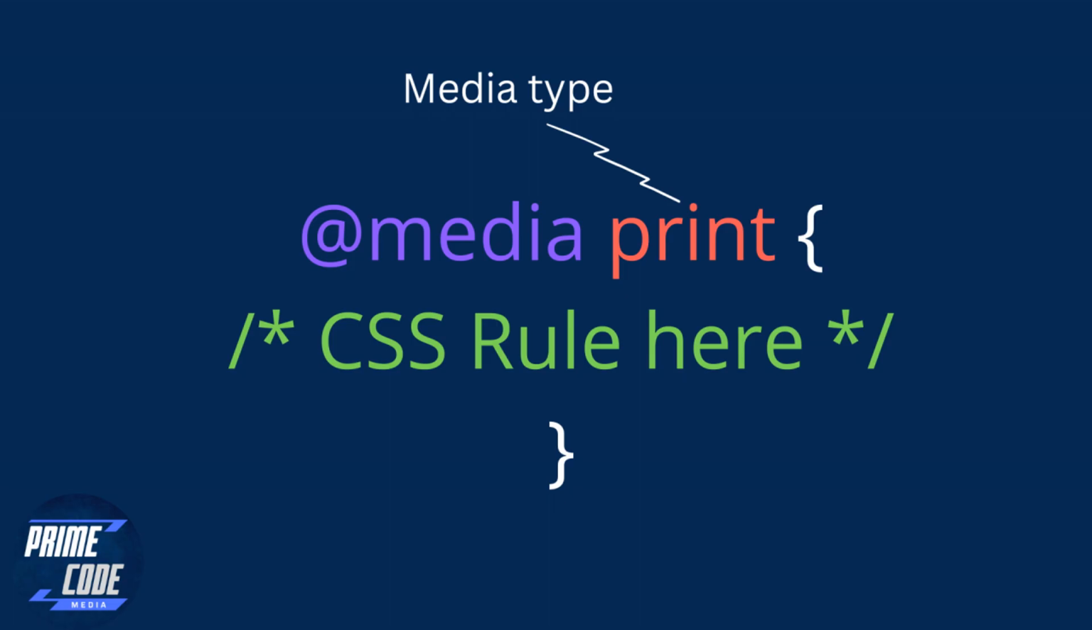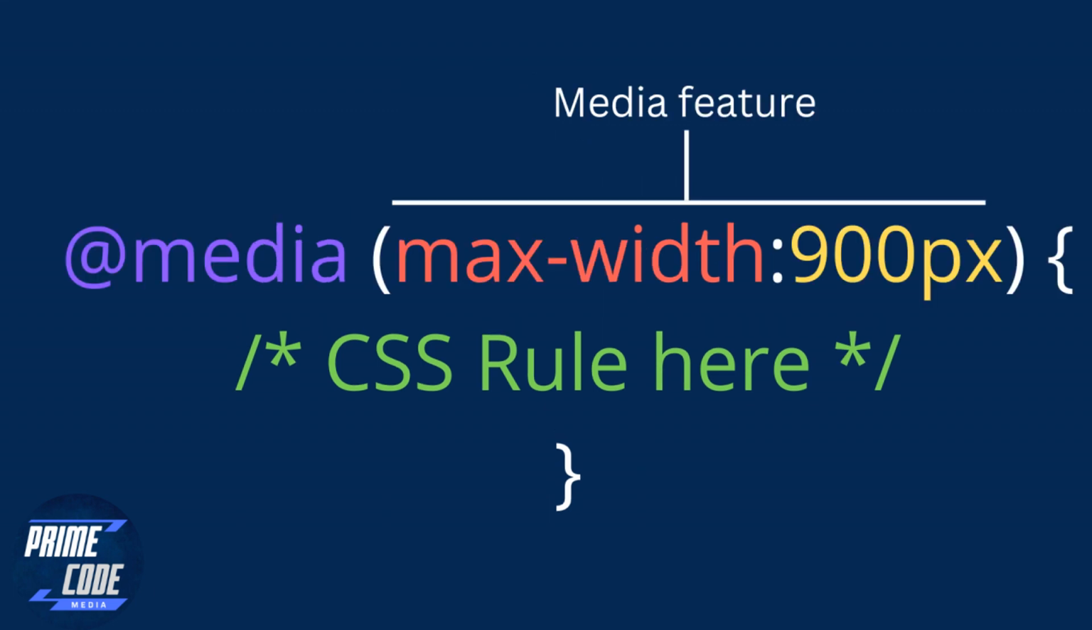Now, let's take a look at a media query syntax. The syntax consists of a keyword, at media, a media type. This is a statement to be evaluated to find out if it's true or false. Other media types are all, screen, and speech. Media queries can also be used to evaluate or check the width and height of viewports or devices, their orientation and resolution. Now let's see this in practice.